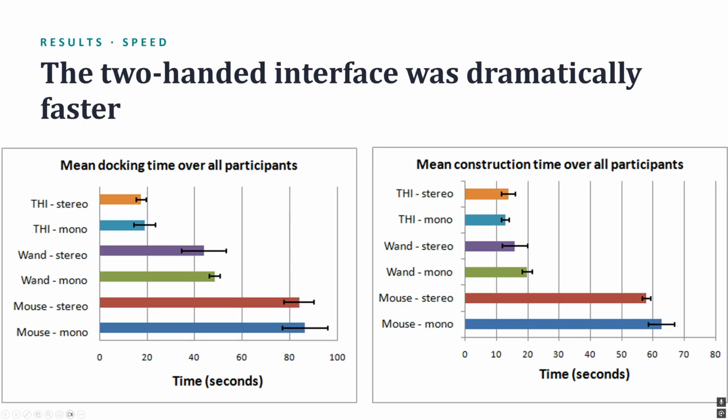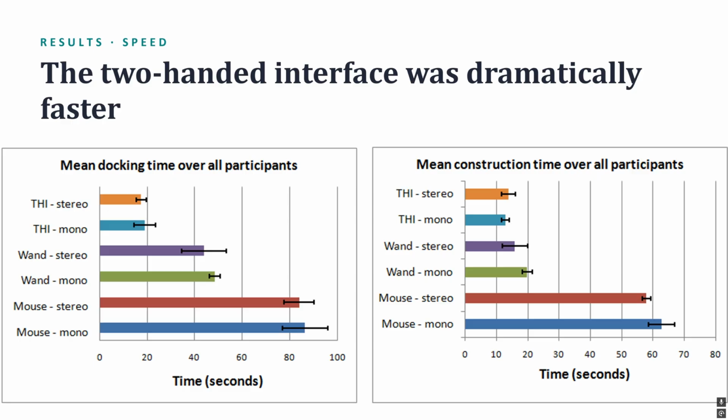The headline result was speed. Trained participants completed the task roughly 4.5 to 4.7 times faster with the two-handed interface than with the mouse. Against the one-handed wand, the gain was smaller but still real, between 1.3 and 2.5 times faster. So adding the second hand wasn't just a marginal improvement. Matching the input to the dimensionality of the task produced a large, consistent performance jump.